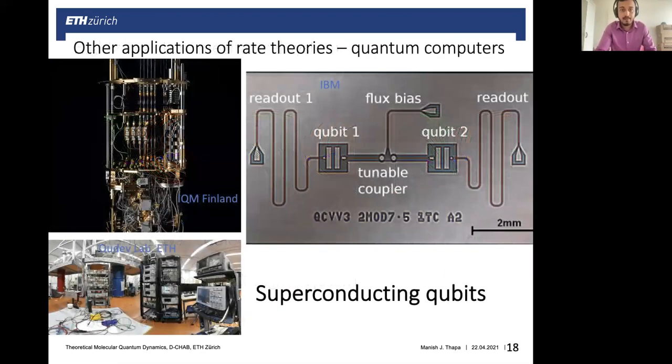Yes, and there are also other applications of rate theory such as this. Like I said, I work as a quantum engineer at IQM Quantum Computers, and we are building quantum computers. At least the hardware team is building quantum computers. And in quantum computers, tunneling is omnipresent. And so these are architectures for quantum computers. On the right, you see this is IBM's chip, and it has 2 qubits. Qubit 1 and qubit 2, they are connected by this tunable coupler.